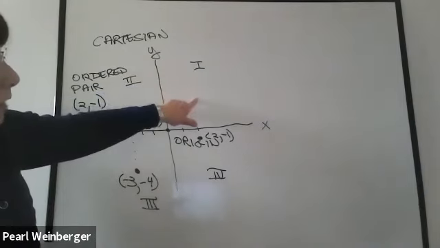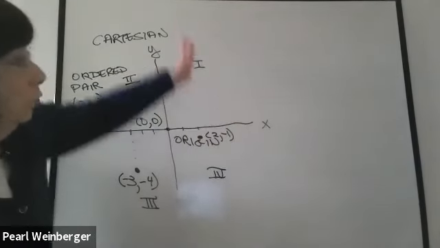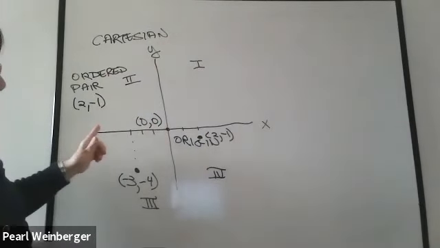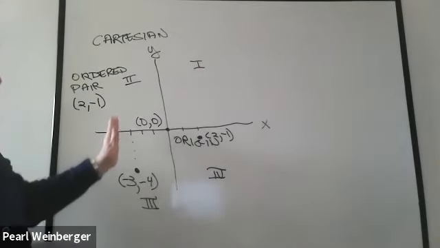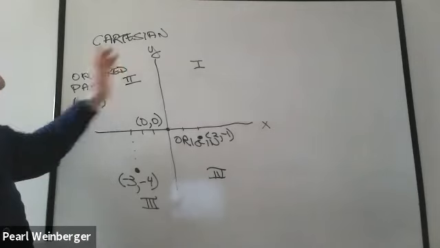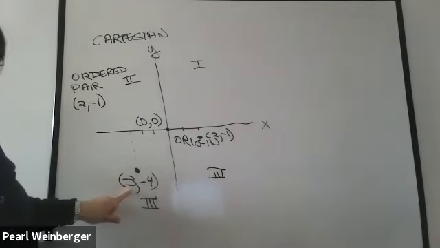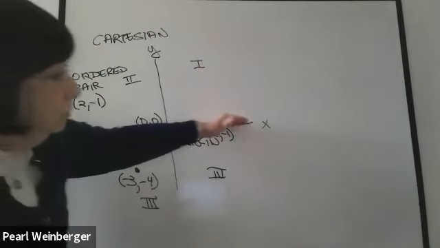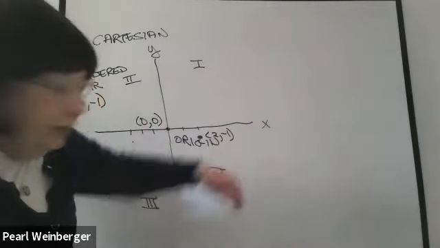In the first quadrant, both the X and the Y are positive. In the second quadrant, the X is negative because we're going to the left, but since we're going up, the Y is positive. In the third quadrant, the X and the Y are both negative, whereas in the fourth quadrant, the X is positive, but the Y is negative.